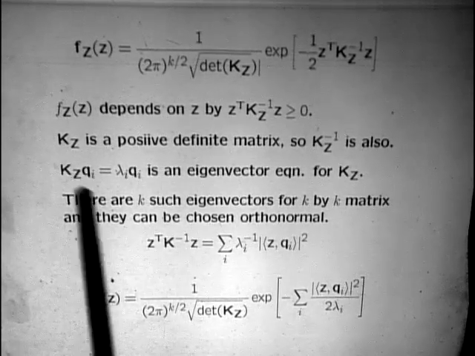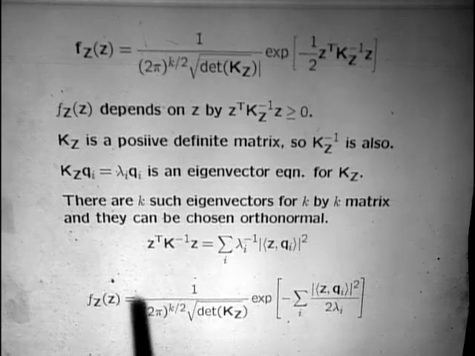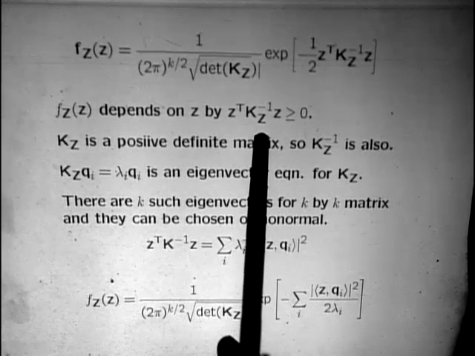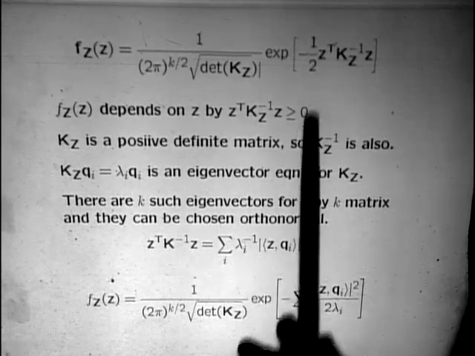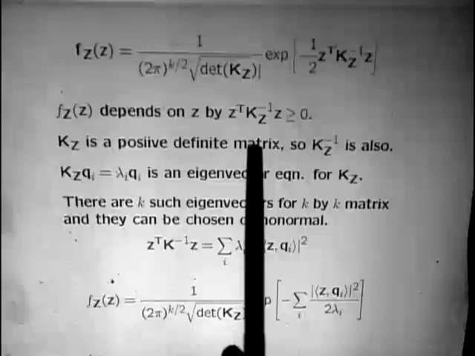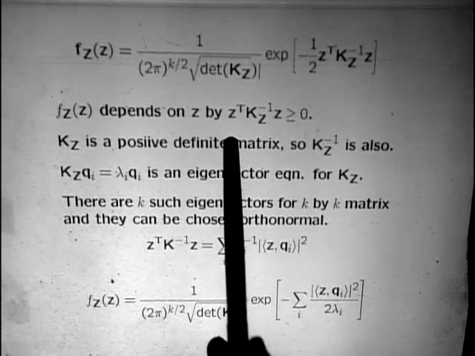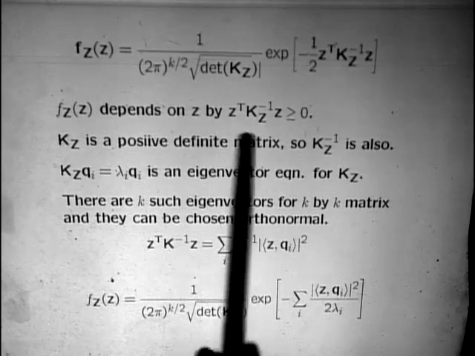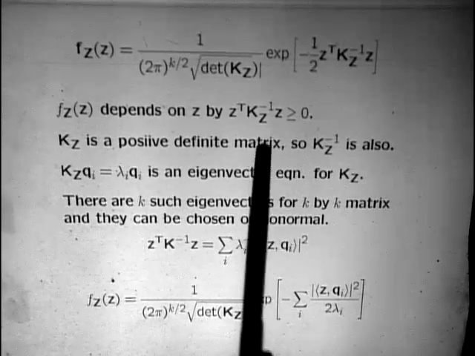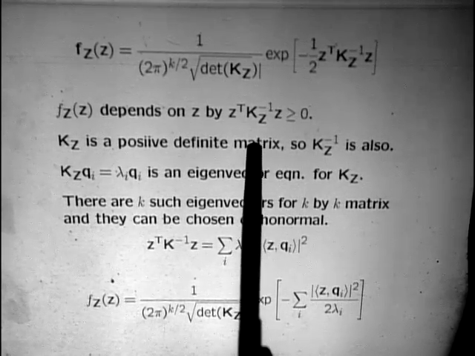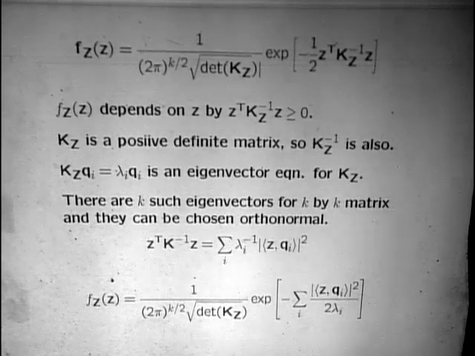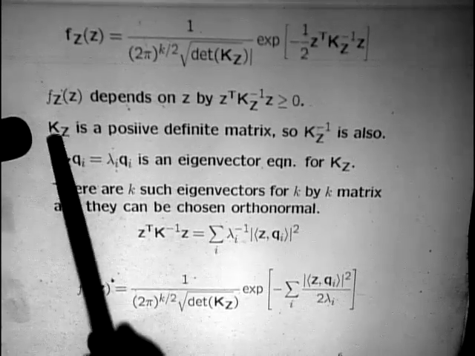Okay, K_Z is called a positive definite matrix, and it's called a positive definite matrix because this thing is always non-negative. And it always has to be non-negative because if I put capital Z in here, namely if I put the random vector Z in here, then this is the variance of a particular random variable. So it has to be greater than or equal to 0.